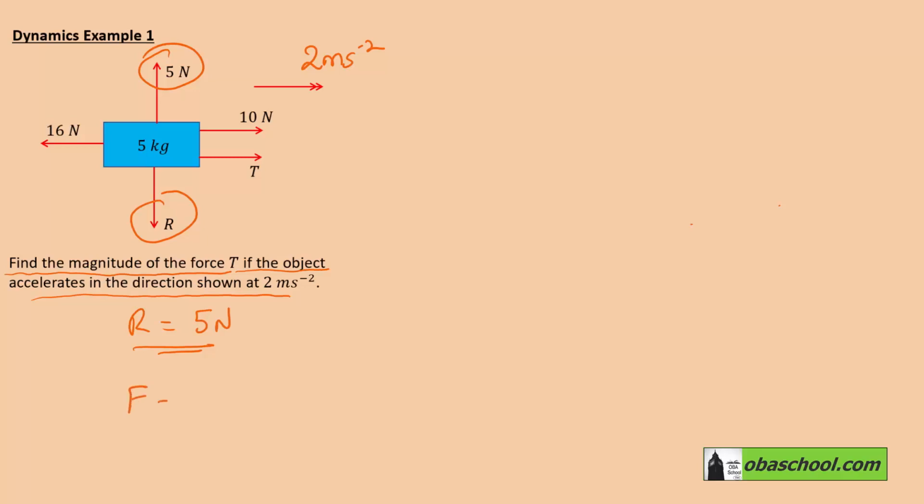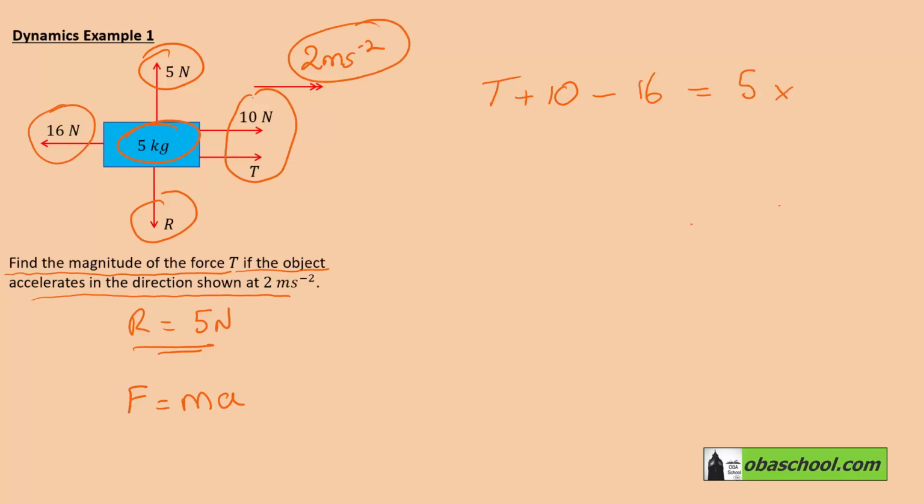Now let's consider F equals ma. Horizontally, we've got T and 10 acting in the direction of the acceleration, and 16 acting in the opposite direction. So now we have the resultant force. That's going to be equal to the mass times the acceleration. So that's going to be 5 times 2. Therefore, T minus 6 is equal to 10, giving me that T is equal to 16 newtons.